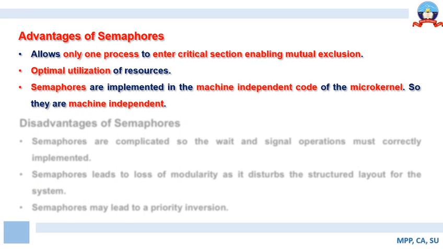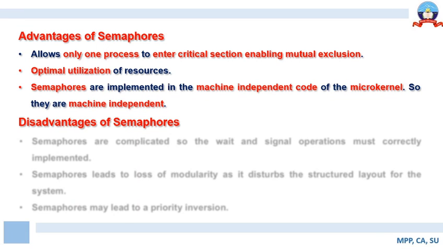The third and most important advantage of semaphores is that they are implemented in the machine independent code of the microkernel part of the operating system. So they are machine independent. It is very simple code which increments and decrements the value of the semaphore, and this is implemented in the machine independent code of the microkernel. So they can run on any machine.